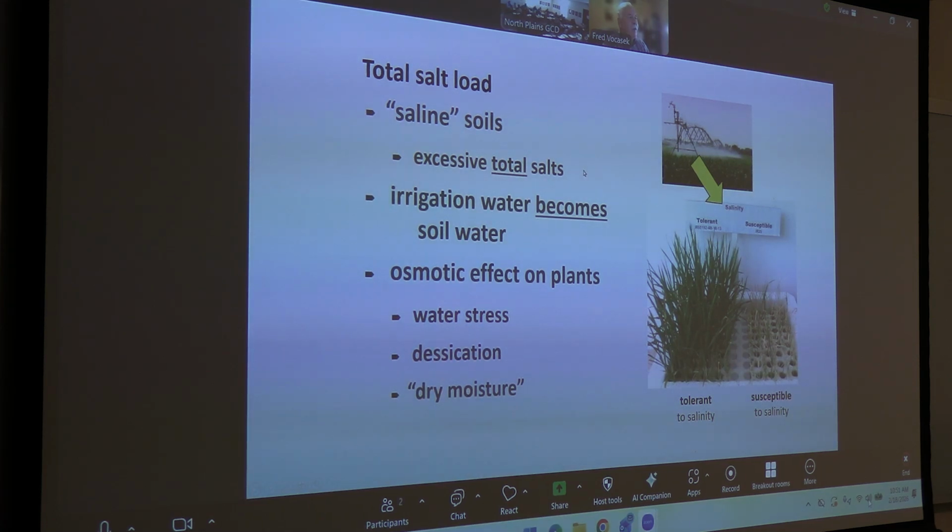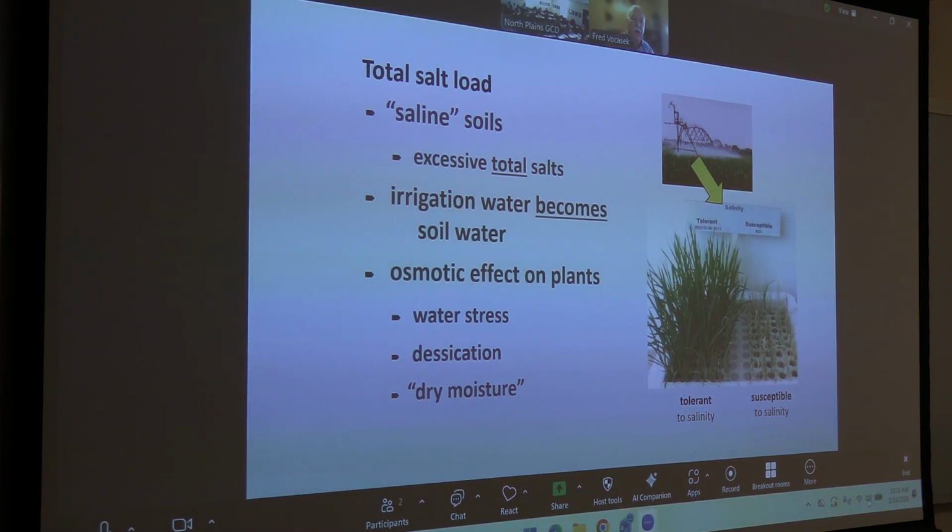And keep in mind that the irrigation water does become the soil water. So any salts, any ions that are in that irrigation water, once that water is applied to the soil and we evaporate off the fresh water, well, we leave those salts behind. So over time, we can accumulate salts in the soil. And we talk about the osmotic effect on plants, and that's important. Osmosis is the ability of liquid or ions to pass through a membrane.